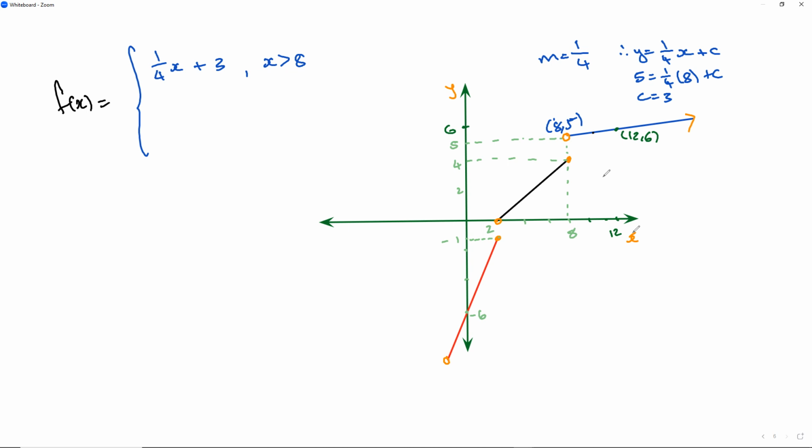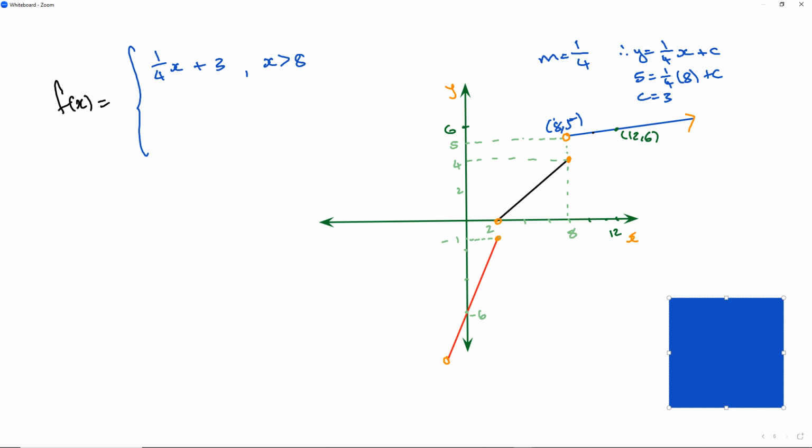All right, so this one will be strictly greater than 8 because of that open circle over there. So what we have to remember is, whenever we have any open circle, then it will be greater than or less than. If it's a closed circle, it will be greater than or equal to, or less than or equal to, at that point.